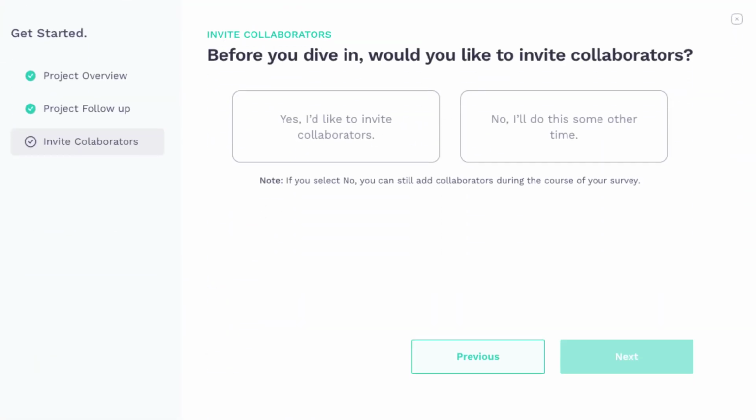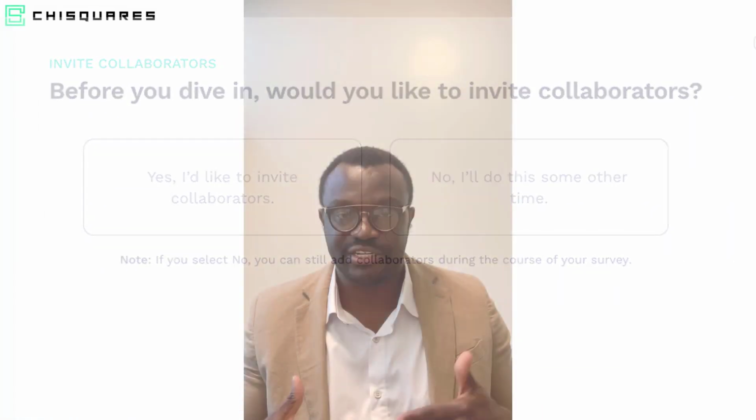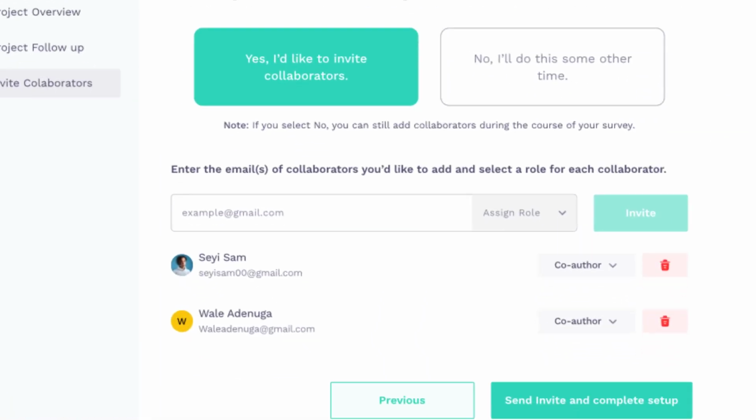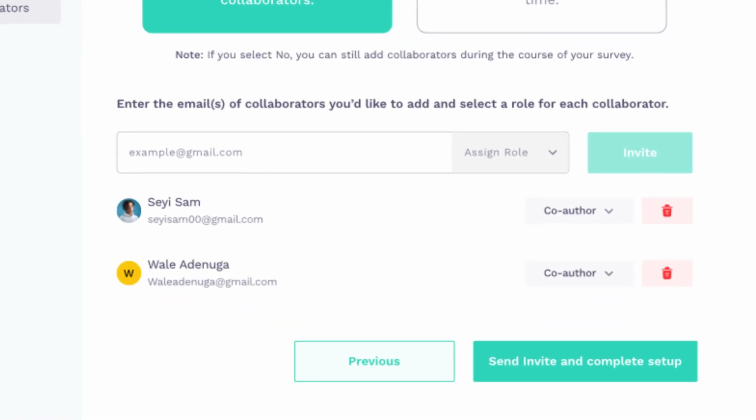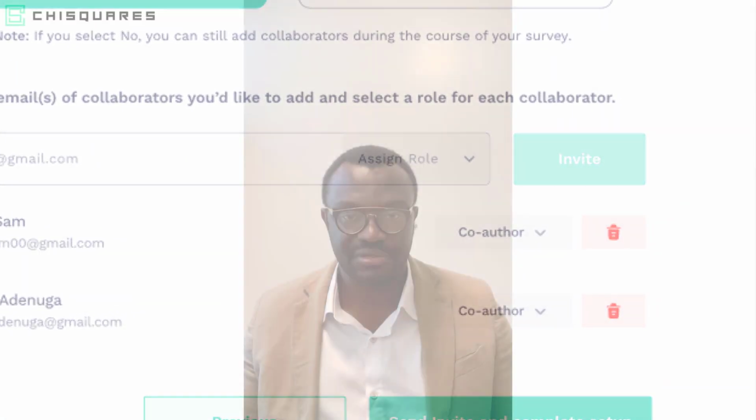So at the very start of a project, when you initiate the project, you get to invite the number of collaborators you want, the individuals who you want as collaborators. There is no limit on Chisquares to how many people you can invite. And the invitation process is simply you add your email, and you also can designate their role. And so there are no ambiguities about who is doing what during the project.